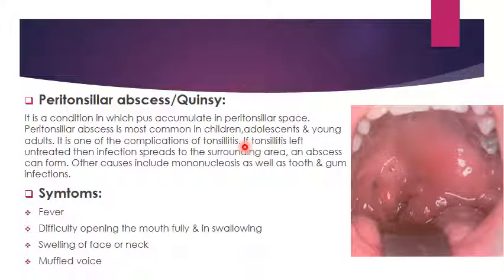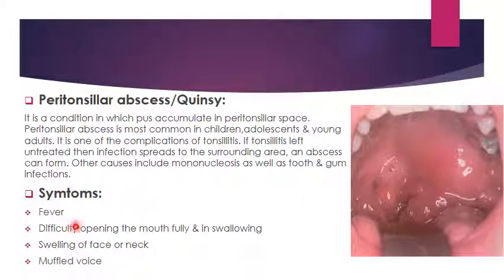A very important clinical correlate is a peritonsillar abscess, which is also called quinsy. It is a condition in which pus accumulates in the peritonsillar space. Peritonsillar abscess is most common in children, adolescents, and young adults. It is one of the complications of tonsillitis. If tonsillitis is left untreated, then infection spreads to the surrounding area and an abscess can form. Other causes include mononucleosis as well as tooth and gum infections. Now here you can see that pus is spread in the surrounding area of the tonsil.